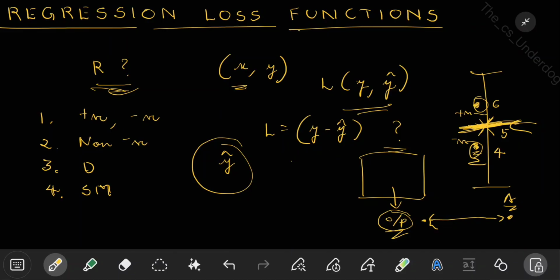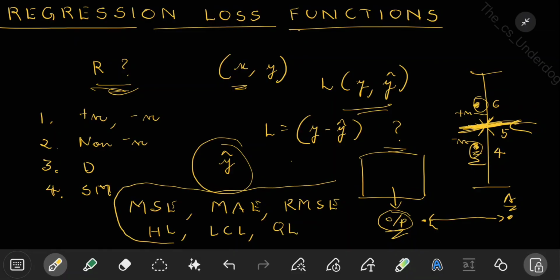Then what are the actual loss functions used for regression? One is MSE, also called mean squared error. Similarly, you have mean absolute error. Then you have RMSE, called root mean squared error. Another one is Huber loss. Sometimes we'll call it loss, sometimes we'll call it error, but all are one and the same. Then you have log cosh loss. This is another loss function. Then you have quantile loss. All these are used for regression, that is, when you want a loss function for training a regression model.